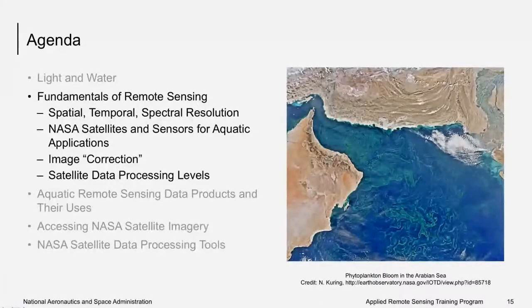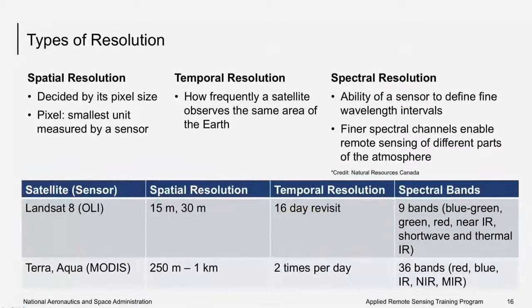In this section, we will discuss image resolution, some of NASA's satellites and sensors for aquatic applications, image correction, and satellite data processing levels. When we talk about resolution, three types come to mind: spatial, temporal, and spectral. First is spatial resolution, or how the area on the ground translates to 1 pixel, the smallest unit measured by the sensor. For example, one Landsat 8 OLI pixel can be about 15 or 30 meters in spatial resolution.